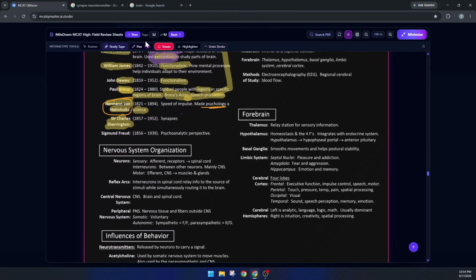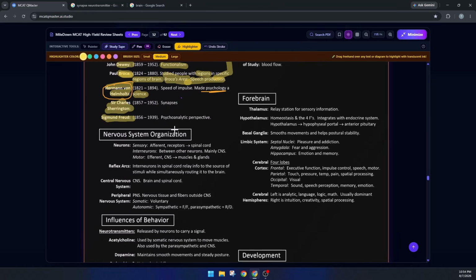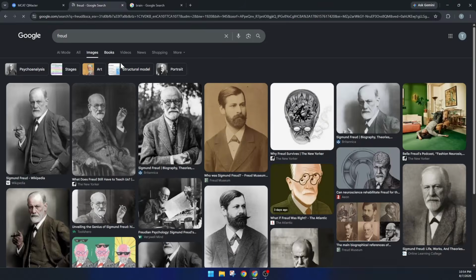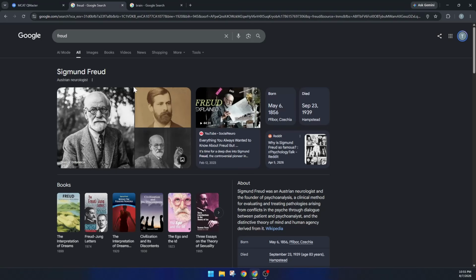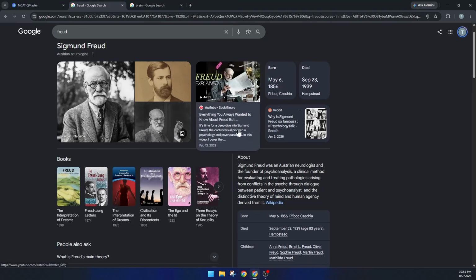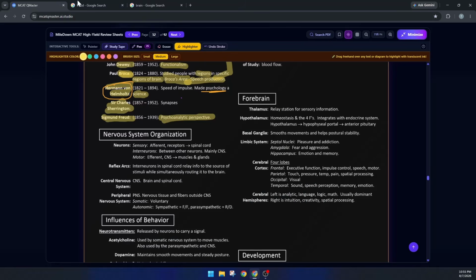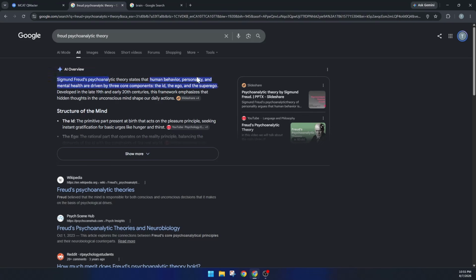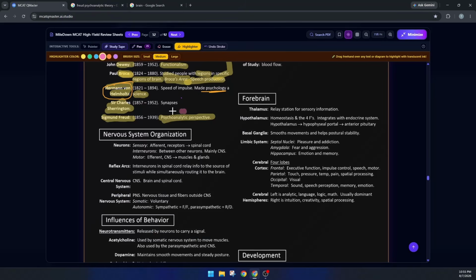And then we have Sigmund Freud here. So Freud, psychoanalytic perspective. Freud is very high yield in literally every single textbook of psychology and behavioral sciences. So don't understudy Freud. His theories show up big time in child development. So psychoanalytic theory: he studied how human behavior, personality, and mental health are driven by three core components: the id, ego, and superego. This theory is mentioned later on, when we'll go over the psychoanalytic theory. So just remember this word, psychoanalytic, and that has to do with Freud, basically, okay?